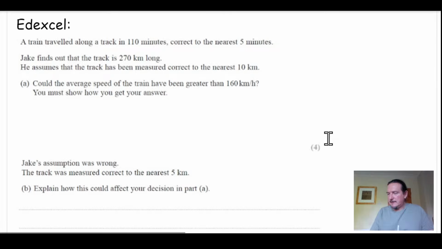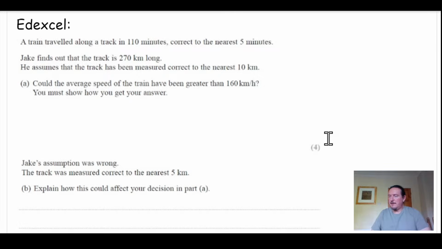Okay, moving on to Edexcel. A train travels along a track in 110 minutes, correct to the nearest 5 minutes. Jake finds that the track is 270 kilometers long. He assumes that the track has been measured correct to the nearest 10 kilometers. Could the average speed of the train have been greater than 160 kilometers per hour? You must show how you get your answer. Jake's assumption is wrong. The track was measured correct to the nearest 5 kilometers. Explain how this could affect your decision.